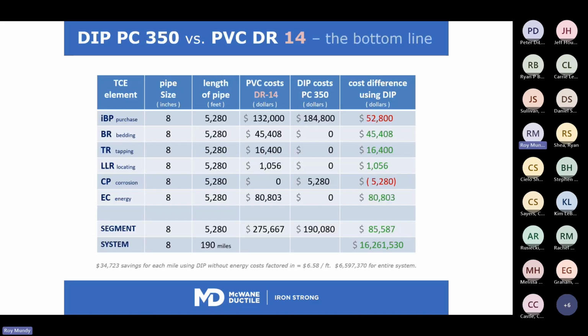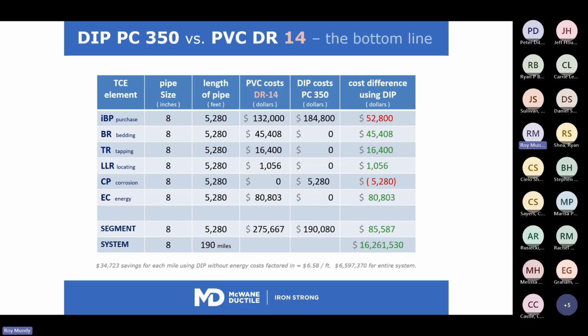So effectively, here are the results of the total cost equation. And as you see here on the chart, using DR14 versus pressure class 350, then in that mile, even though the initial cost of PVC was $10 per foot less than ductile iron pipe, you save for that segment basically $85,000 by using ductile iron pipe.